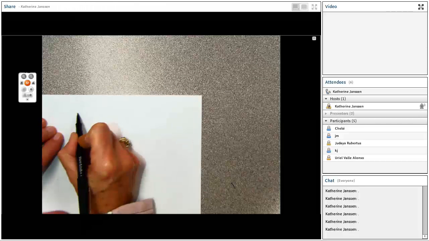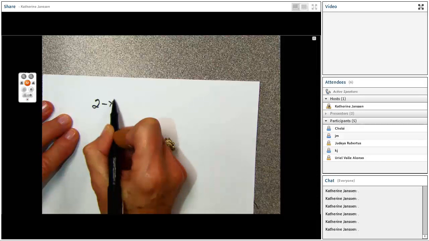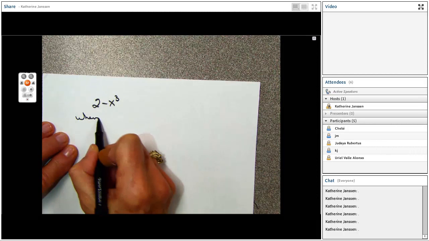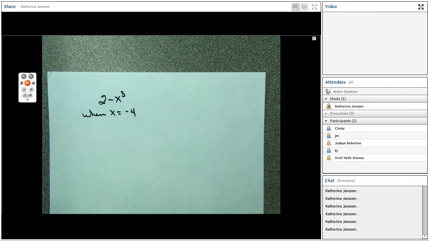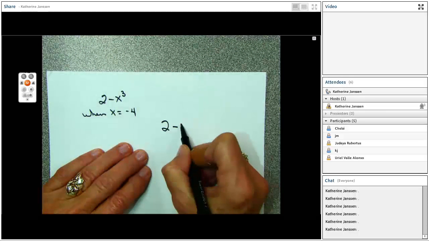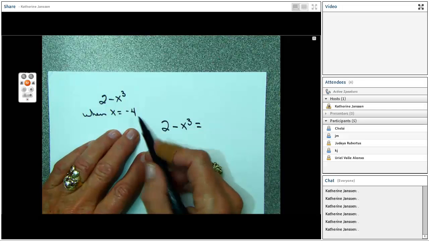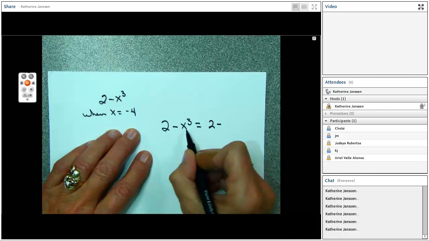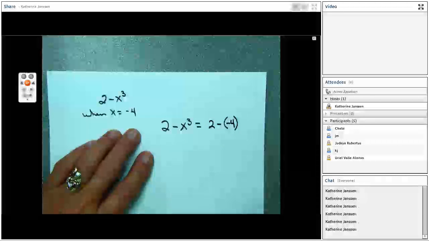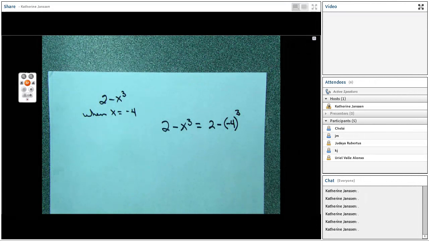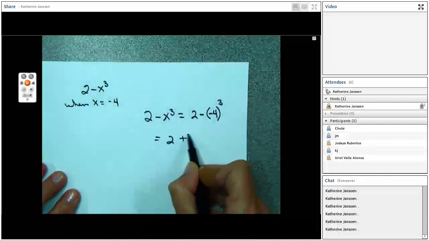Well, then we're asked to evaluate polynomials when x equals a negative 4. So I'm carefully going to write down my expression. And for every occurrence of x, I'm substituting a negative 4. So I have 2 subtract. Here's my x variable, and I'm going to substitute carefully, protecting the sign, and copy everything else down the same. So that's 2, change subtraction to addition, add the opposite.